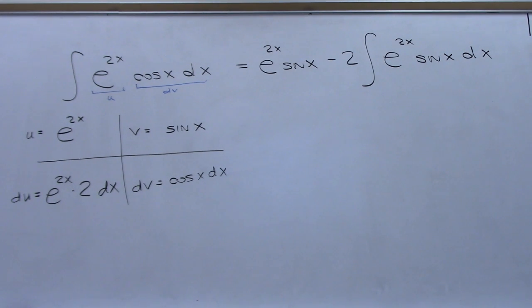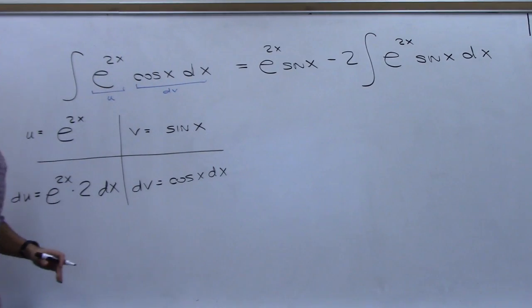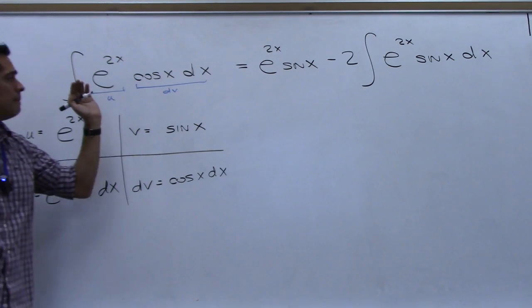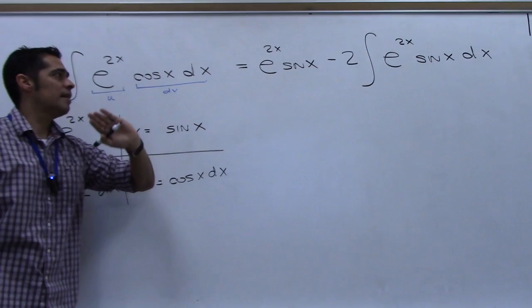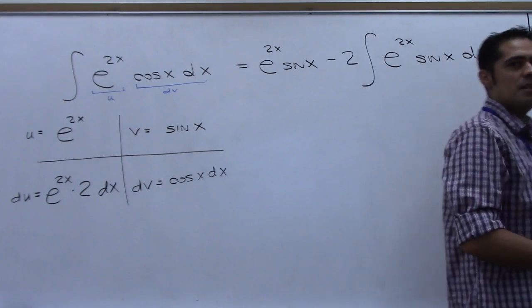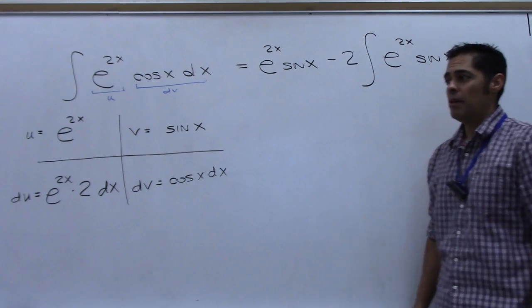All right, that's where we are, right? From all appearances, we've done something, but it hasn't really gotten any better, has it? We went from an integral with e to the 2x times cosine x dx, and now our new integral is e to the 2x, but with sine x instead of cosine x. So it really hasn't done much for us, right? Okay, so you might be thinking, maybe we should just quit.